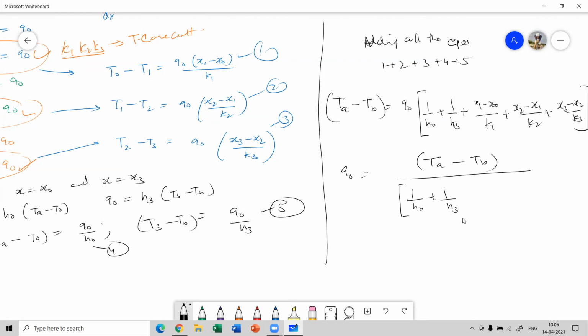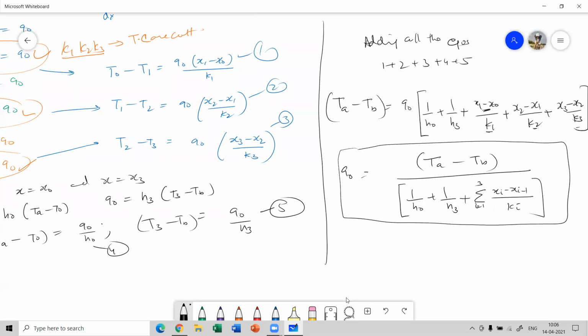that is at x equal to 0 and x equal to 3, plus if you look at these, these are basically the thermal conductivities of a specific region and the distance of that specific plate, that is x1 to x0, x2 to x1 and x3 to x2. So we can write it as summation i equal 1 to 3 of xi minus 1 over ki. So this is the heat transfer flux.